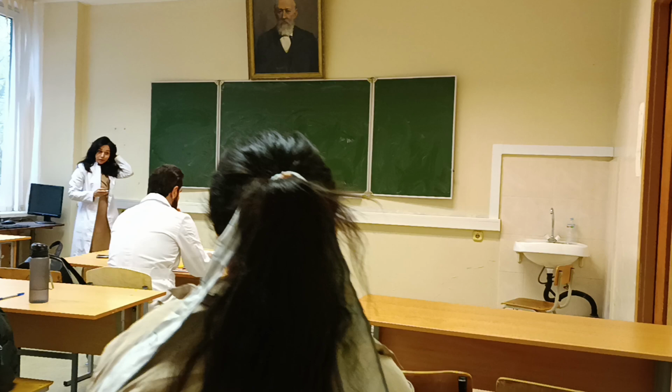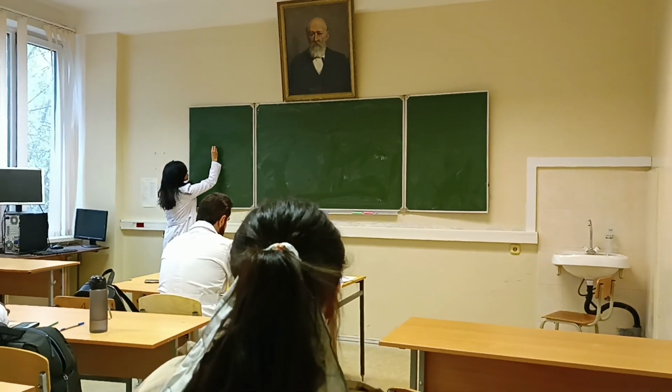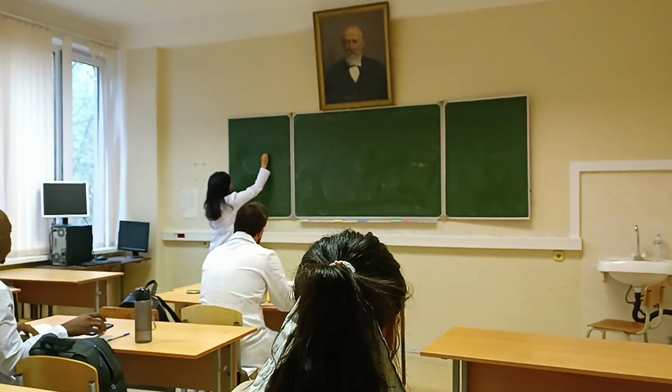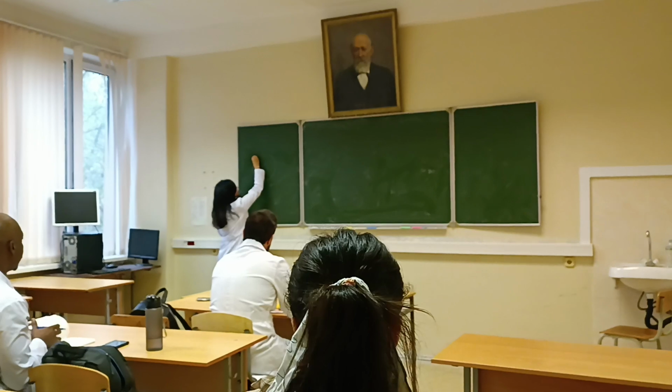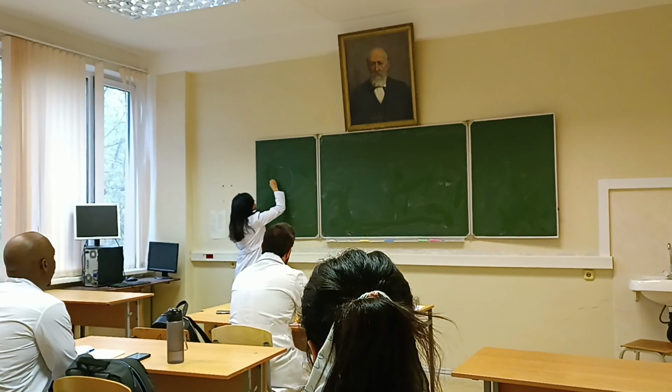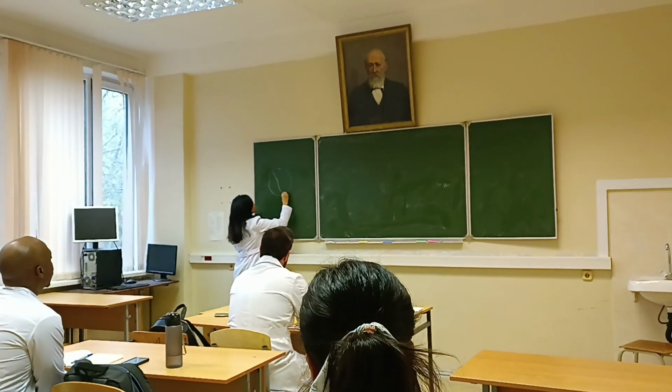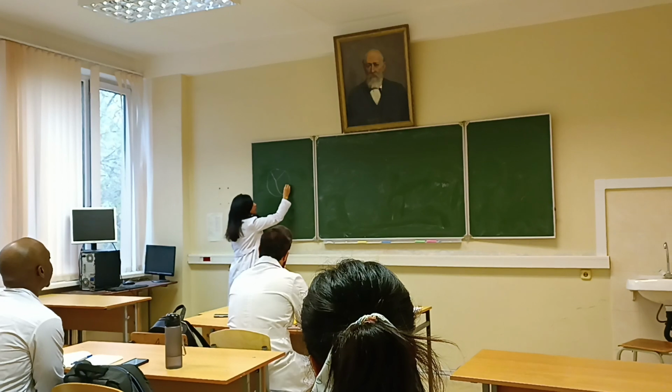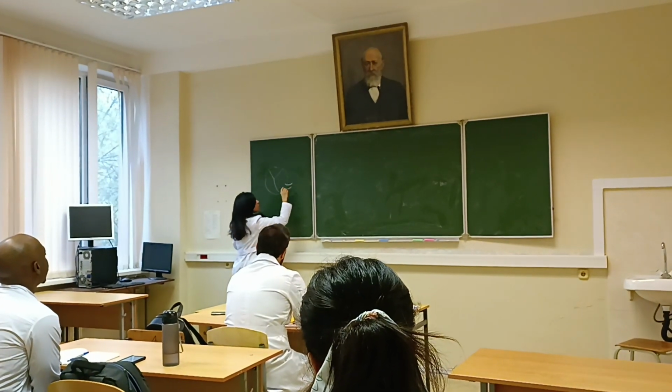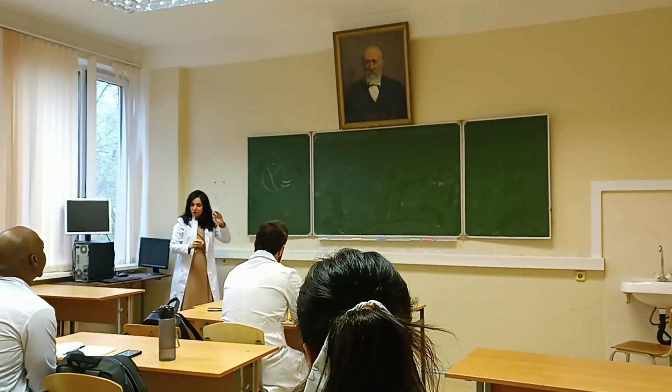Systemic circulation. Systemic circulation starts from which part of the heart? Aorta. Then aorta, I will draw aorta. Simple with aorta.